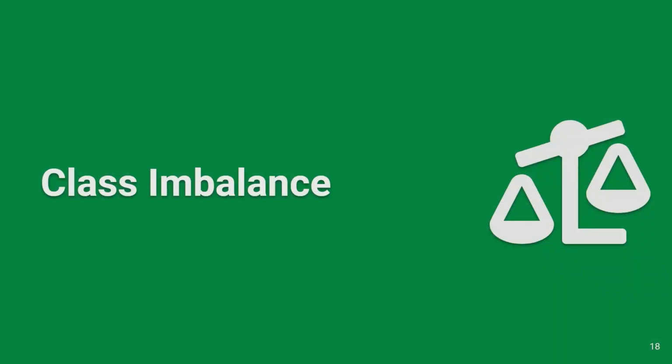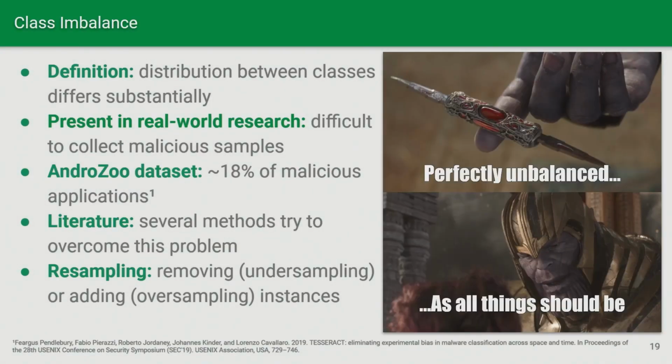So another problem that we can face in cybersecurity is class imbalance. By definition, class imbalance is when the class distribution of a dataset differs by a substantial margin. This problem is very common in real-world research, since it may be difficult to find malicious samples. A good example is the Undersampling malware dataset, which has only 18% of malware samples. The literature has several methods to solve this problem, but here we are going to focus on the pre-processing strategies based on resampling, which consists basically in removing samples or creating new ones.